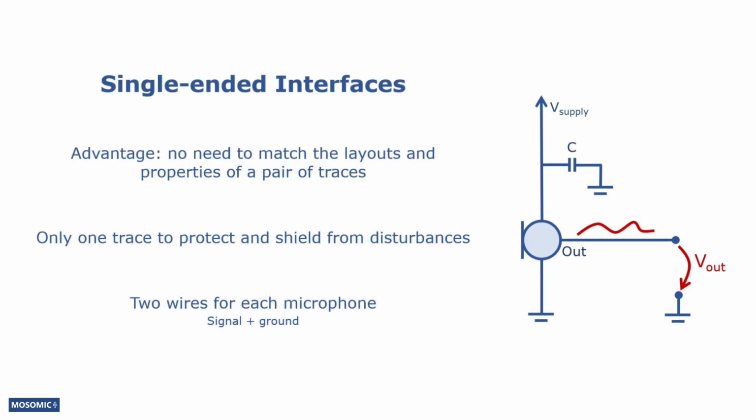An advantage of a single-ended interface is that there is no pair of traces whose layouts and properties must be matched. There's also only one trace to protect and shield from disturbances. A single-ended interface requires 2 wires for each microphone, one for the signal and one for the ground or other reference voltage. The ground can naturally be shared by multiple microphones. The supply voltage can also be shared by a group of microphones. As you can see in the illustration here, a single-ended interface is simpler than a differential one.